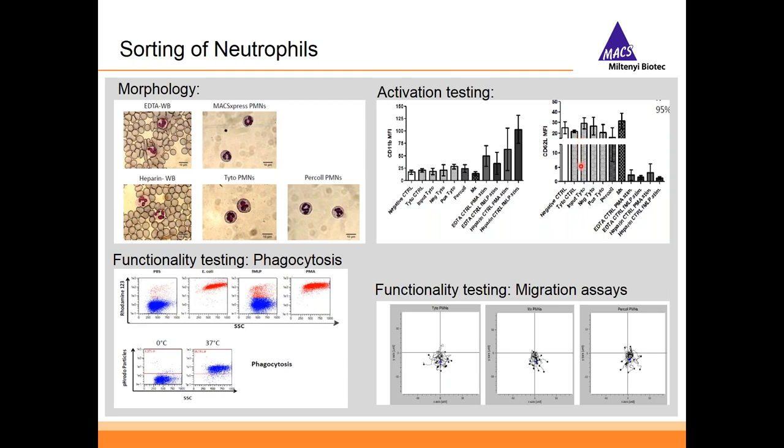And this already shows that the process in general is really gentle, but we were still able to stimulate the cells after the sorting process. We also tested phagocytosis in this case, and you can see this still worked nicely on Tyto sorted cells, as these pictures here show. And also the migration on a two-dimensional surface towards an fMLP gradient, which comes from down here, still worked nicely in Tyto sorted cells. As you can see here, it was comparable to the one in the control. So we still have functional non-activated cells in terms of neutrophil sorting on the MACSQuant Tyto.